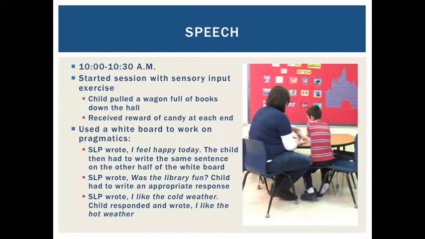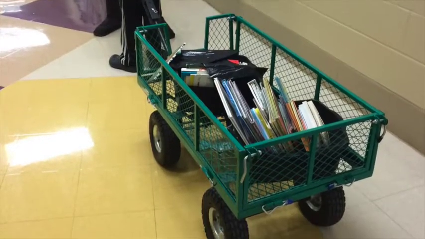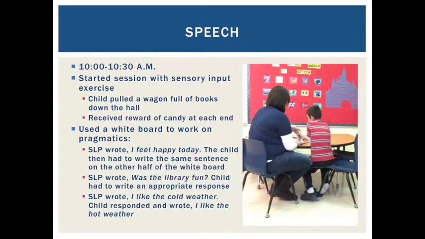Speech took place from 10 a.m. to 10:30 a.m. The therapist started the session with a sensory input exercise. The exercise included pulling a wagon full of books down the hall. The session continued through the usage of a whiteboard to work on pragmatic language skills. For example, the therapist wrote, "I feel happy today." The child then had to write the same sentence on the other half of the whiteboard.